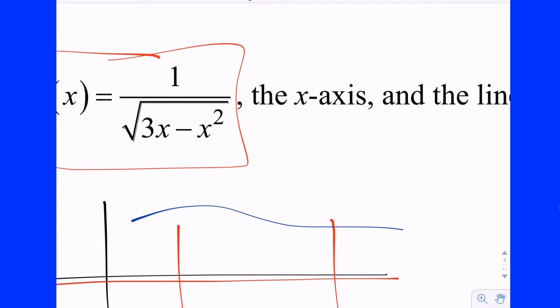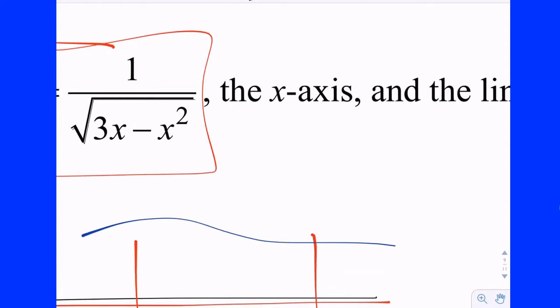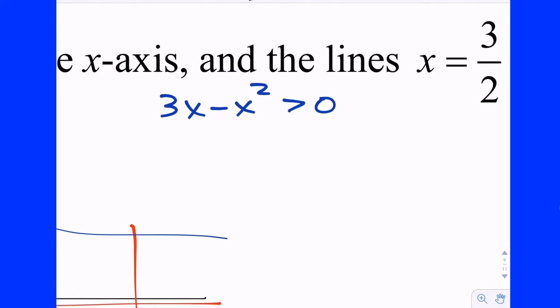Let's quickly find the domain, because this is kind of a good review question. We can't divide by 0, and we can't take square roots of negatives, and we're at a risk of doing both of them. But if I say that 3x minus x squared has to be strictly greater than 0, that'll take care of both of them, right? It'll never equal 0, and it'll always be positive. So think about what the graph of that looks like.